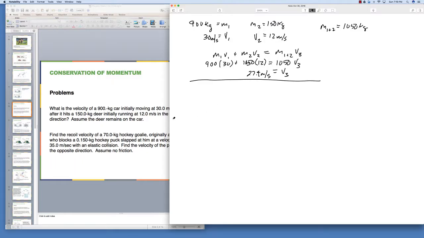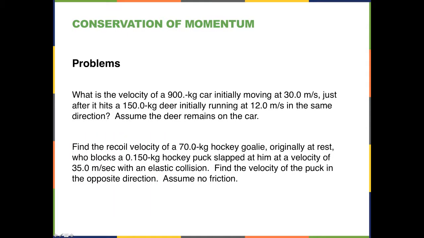Now let's take a look at the second problem here. The second problem says: find the recoil velocity of a 70 kilogram goalie who's originally at rest, so he's not moving, after he blocks a 0.15 kilogram hockey puck slapped at him at a velocity of 35 meters per second. And it's an elastic collision. Find the velocity of the puck in the opposite direction.